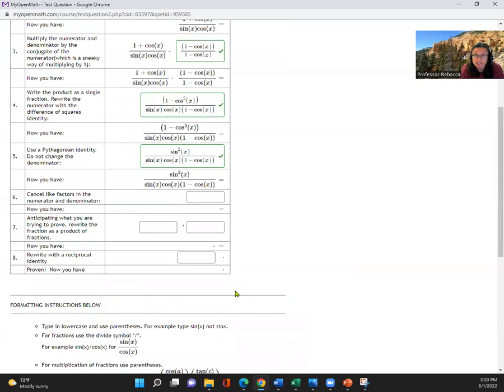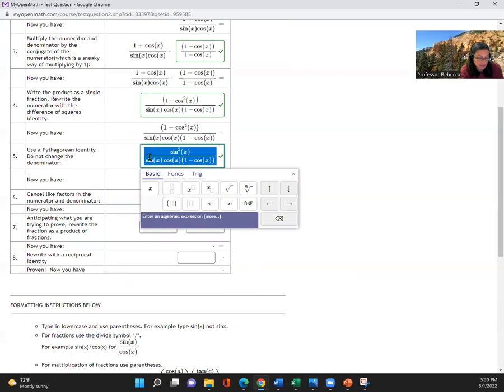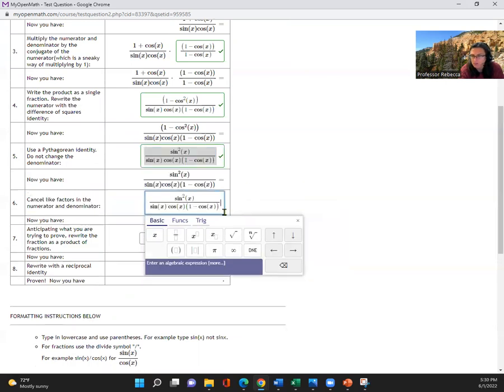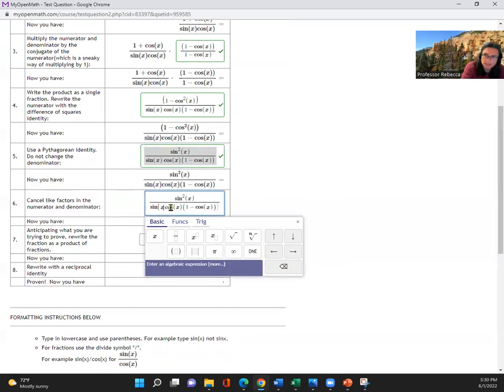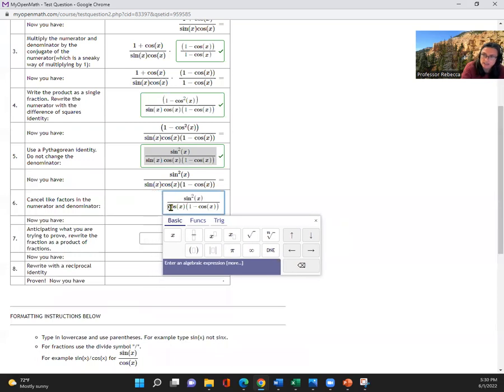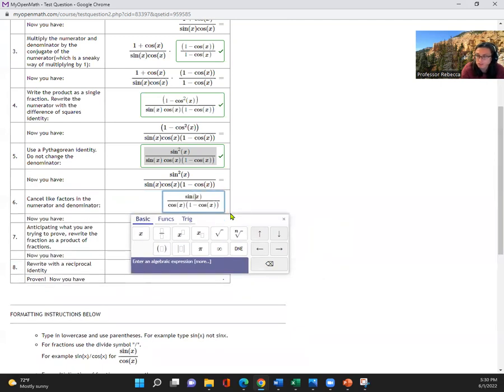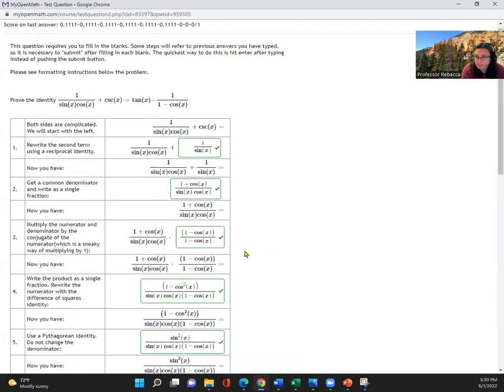Our next direction is to cancel like factors in the numerator and denominator. So I check and see what I have. I have a sine squared x in the numerator and a sine of x in the denominator. So one instance of sine x should cancel. I'm also just going to copy and delete the sine, and going up above, I'll delete the squared, so I'm left with sine of x, and enter that in.